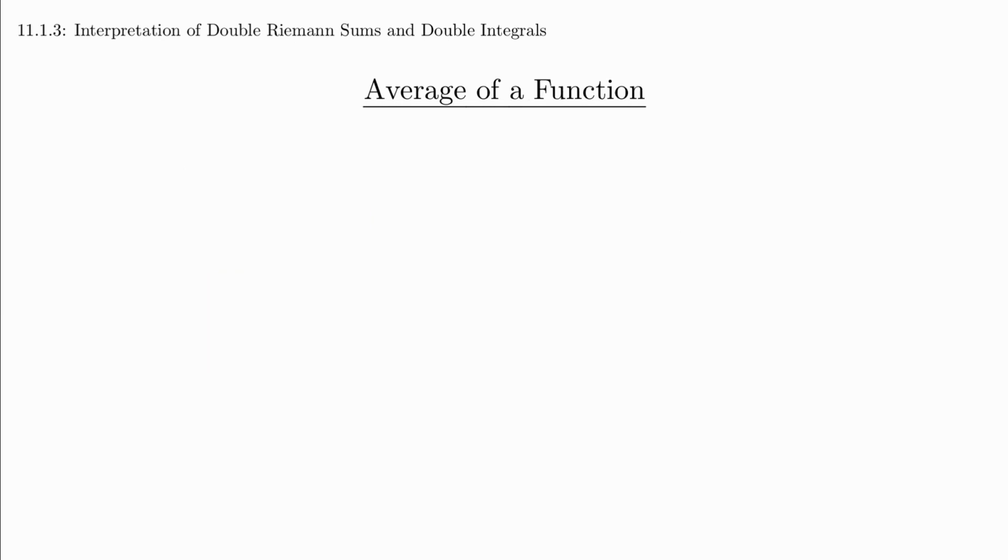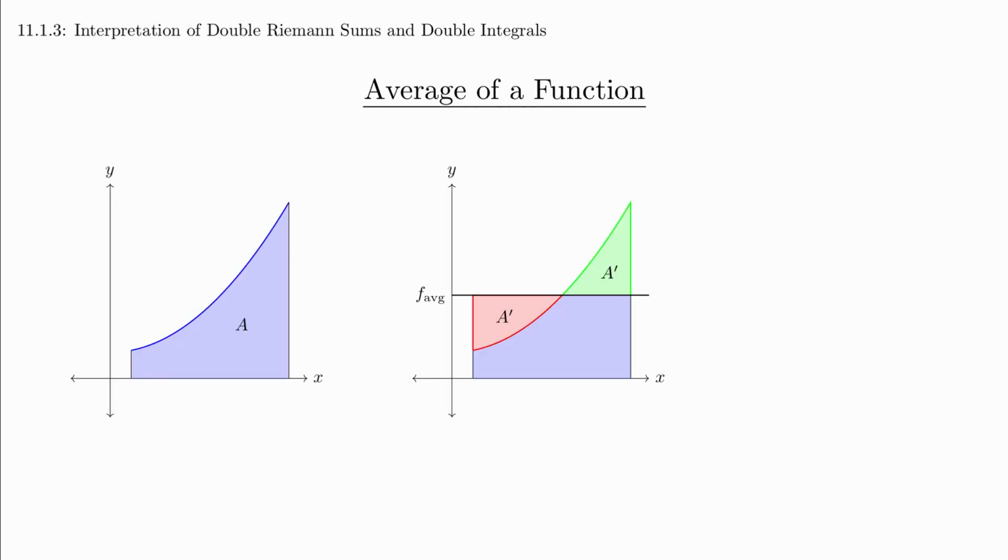The idea of area under a curve also leads us to the average value of a function. The concept is easiest to visualize in single variable calculus. After we've calculated the area under the curve, we can imagine redistributing the area across the whole interval and converting that area into a rectangle. The height of this rectangle is what we call the average value of the function, and we can write down the formula for it using an integral.